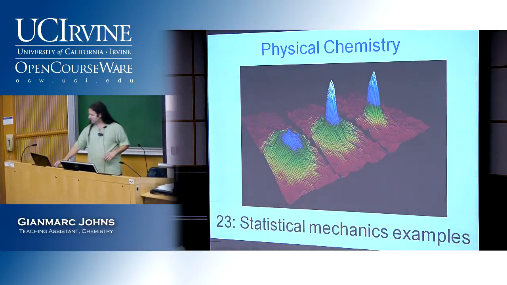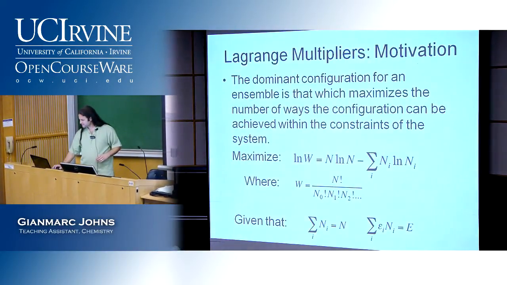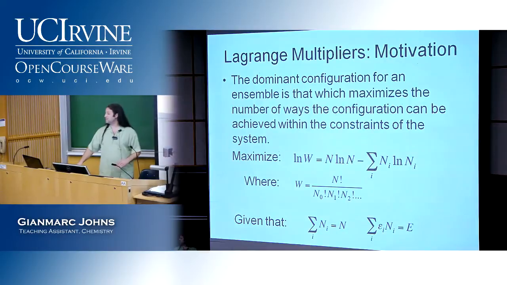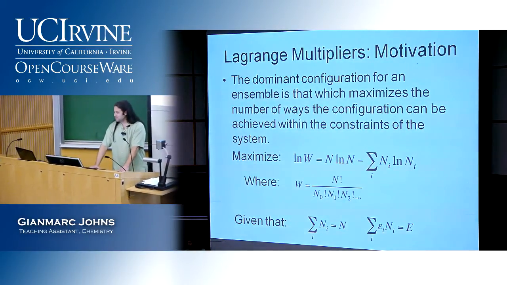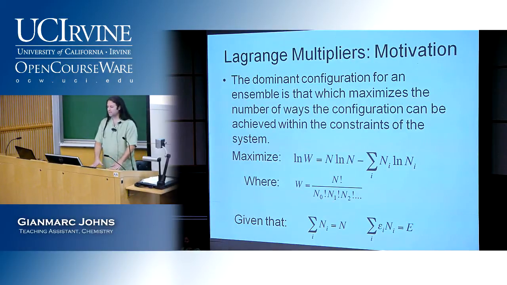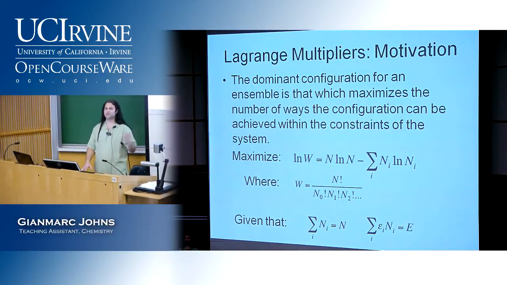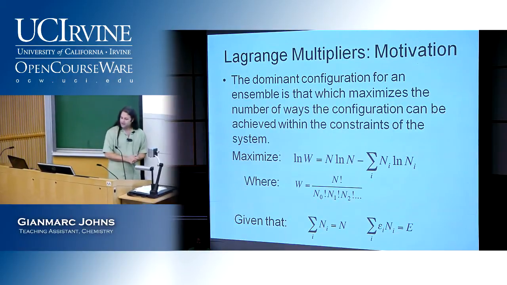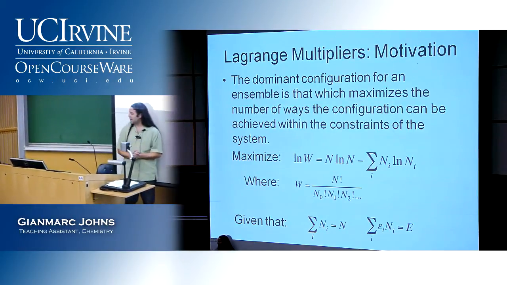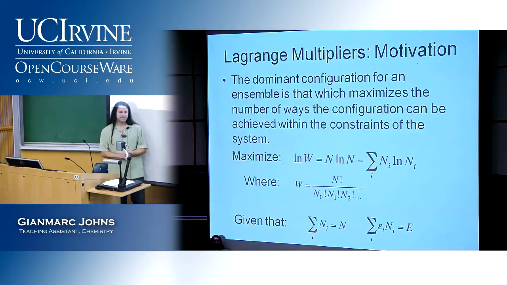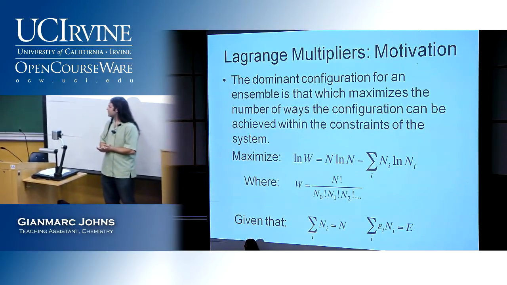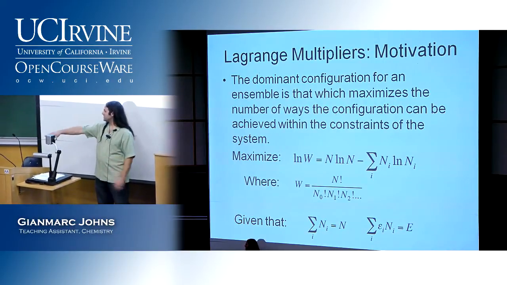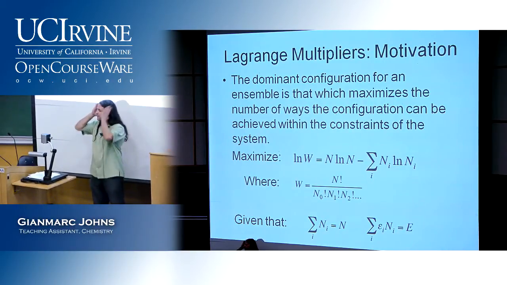All right, so let's get to the regularly scheduled programming. This leads me into Lagrange multipliers. The strategy with Lagrange multipliers is we want to maximize the number of ways, right? Because we just proved with our coin flipping experiment that the configuration which shows the highest number of ways to get something is the one that's going to dominate. So that's the function we want to maximize. The formula for figuring out the number of ways of doing something is right there. It's the one with all the factorials in it.